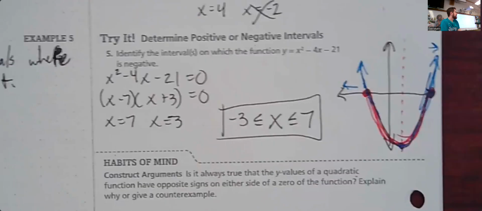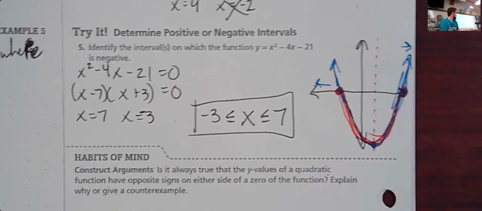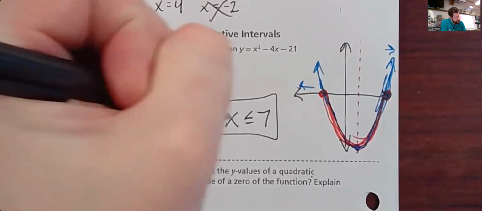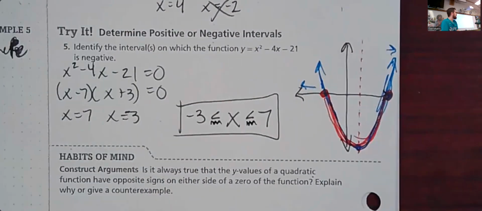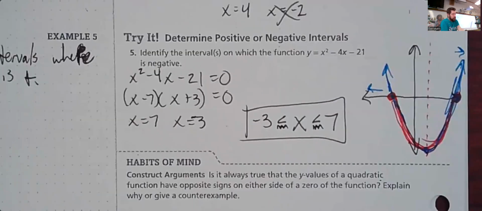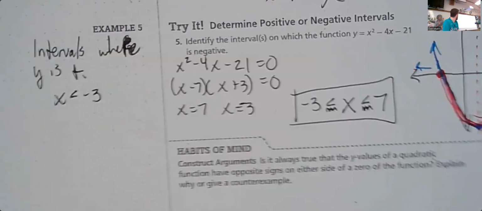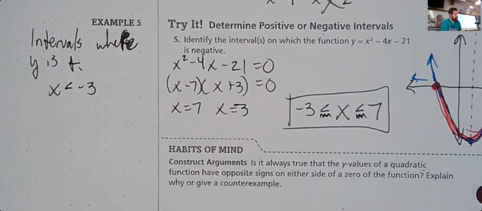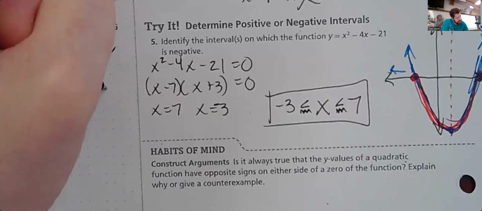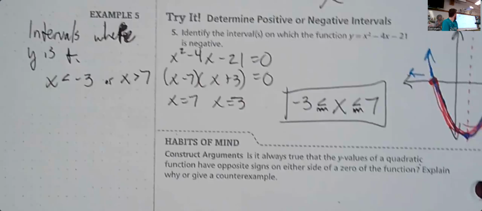Oh, you know what? I made a mistake on the inequalities here. It shouldn't be or equal to. It should just be less than. Because if it's equal to those, then it's 0. We want negative. We shouldn't have those lines underneath it. That's on me. I'm sorry. All right, so this last one here, the y values are positive when x is less than -3, or when x is greater than 7.